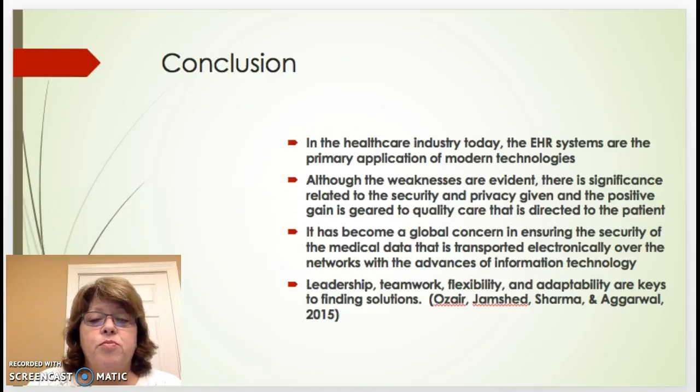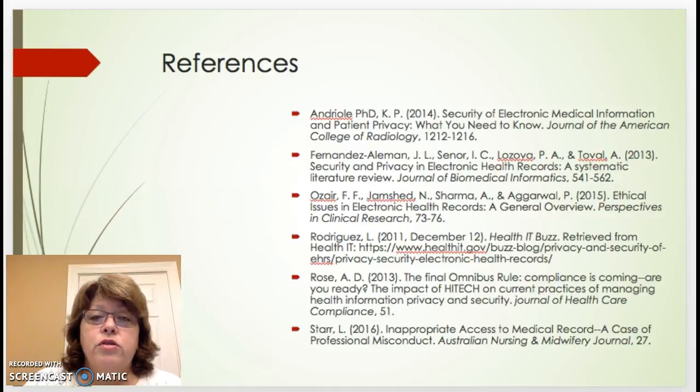In conclusion to my research paper, in the healthcare industry today, the EHR systems are the primary application of modern technologies. Although the weaknesses are evident, there is significance related to the security and privacy given to the positive gain geared to quality care that is dedicated to the patient. It has become a global concern in ensuring the security of the medical data that is transported electronically over the networks with the advance of information technology. Leadership, teamwork, flexibility, and adaptability are the keys to finding solutions. That is the conclusion of my research paper.